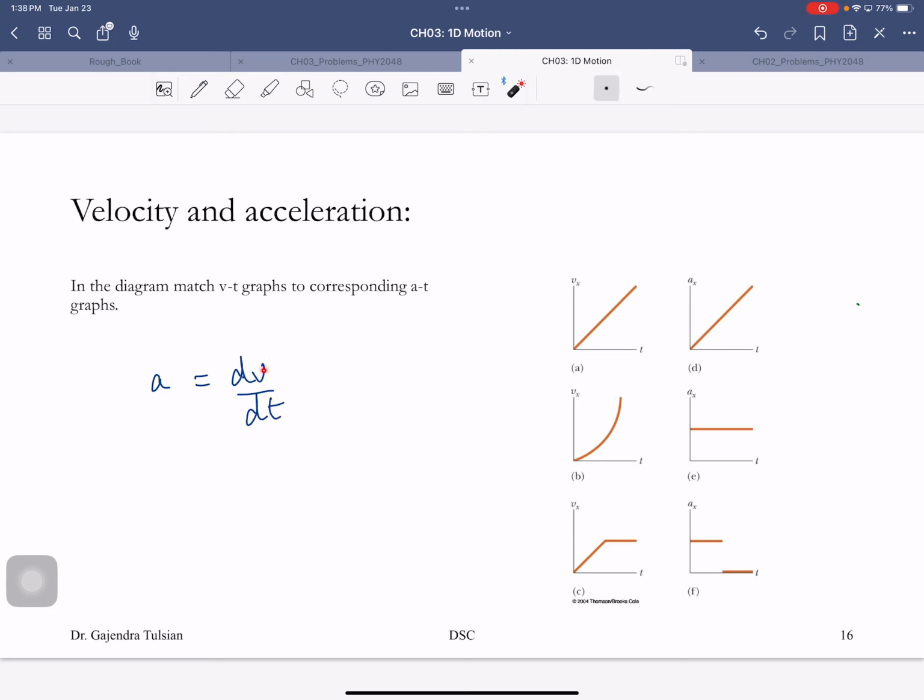Acceleration is dv by dt. dv by dt is the slope of the tangent line. And you see the slope of the line is not changing. So acceleration is constant. And here the acceleration is zero. Slope is zero there. So this graph corresponds to that. Here, again, the slope is not changing. This acceleration is constant. This corresponds to that. Here, the slope of the tangent line is increasing. This graph corresponds to it.